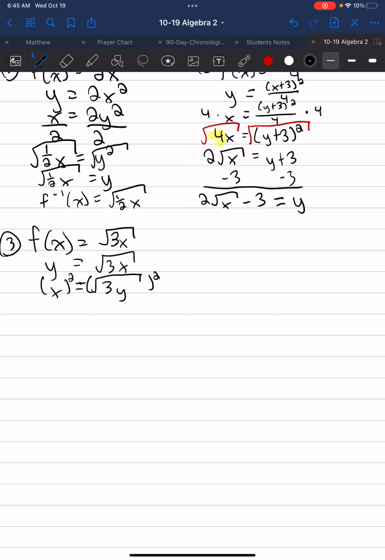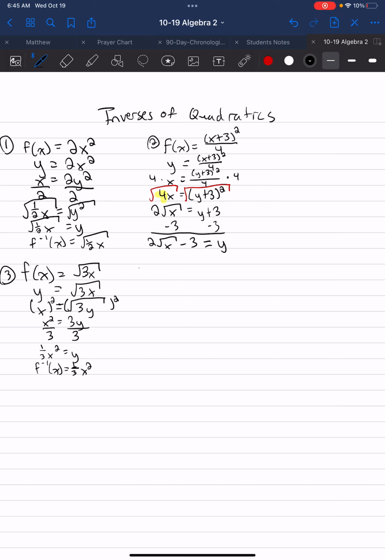So x squared just gives me x squared, then 3y, then one last step, divide by 3, so I get 1/3 x squared equals y. And then, obviously, rewriting it. Boom. Okay. One more. Let's take it up a notch a little bit.